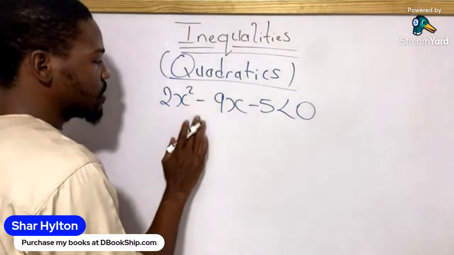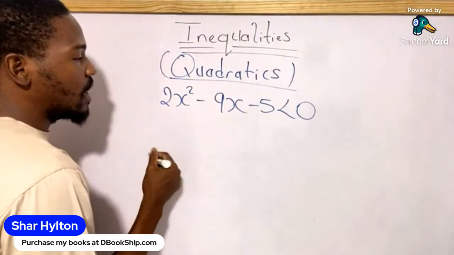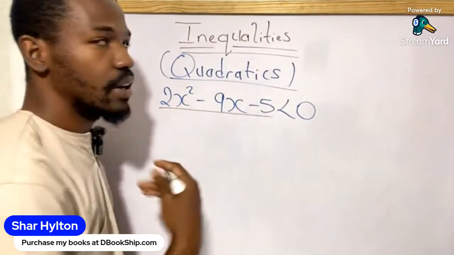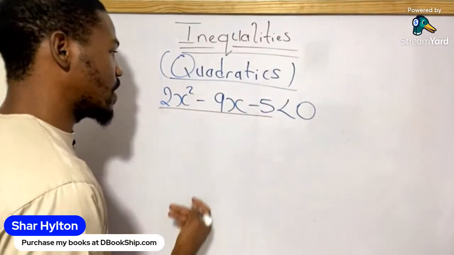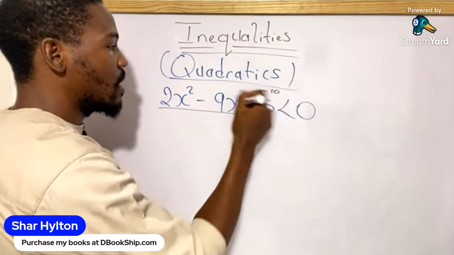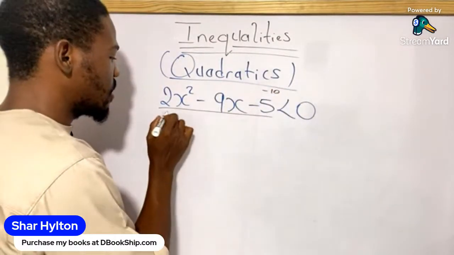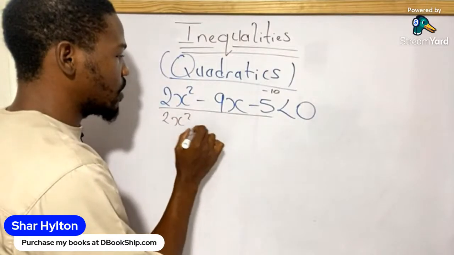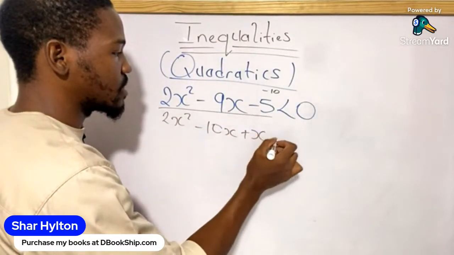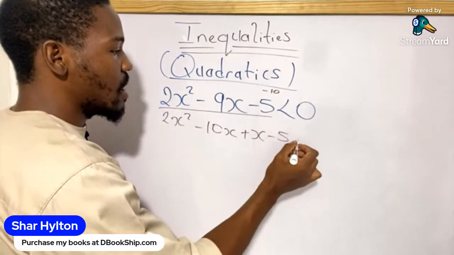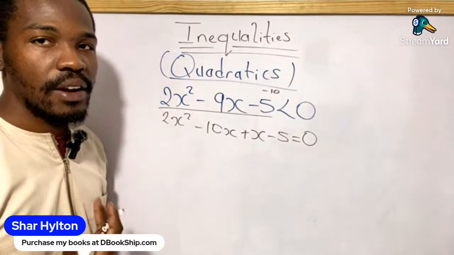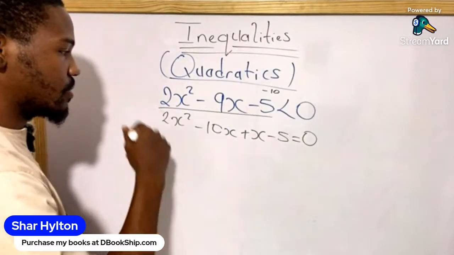Alright, this one now is very simple. The idea is that we should just solve this like a regular trinomial. We know 2 times negative 5 is going to give me negative 10. Listing out the factors of 10, my two numbers are going to be negative 10x plus x minus 5, and I'm just going to have my equal sign, which equals 0. So I'm just working it out like a regular quadratic equation.